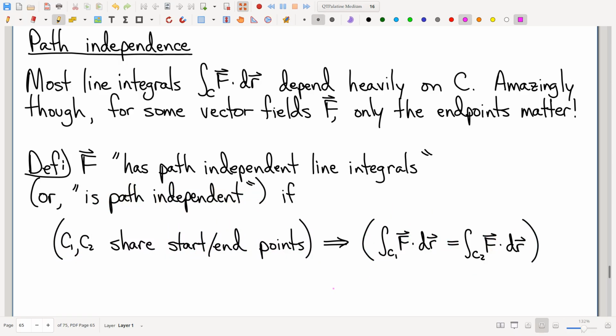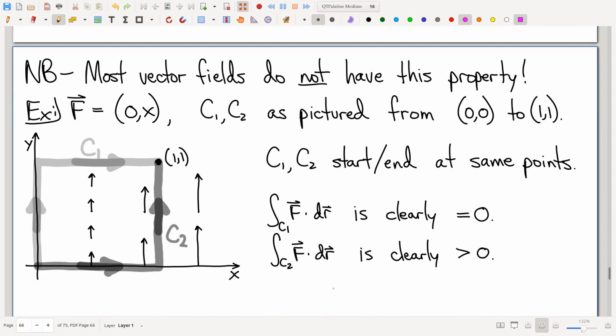All right, so I like to start this subsequent discussion with an example of when it doesn't work. I have found over the years that when we talk about path-independent vector fields, a lot of students just misunderstand the point. I am not saying that all vector fields have this property. Of course not. In fact, the great majority of vector fields do not have this property. So just to be as bluntly obvious as we possibly can, here is an example of a vector field that does not have this property.